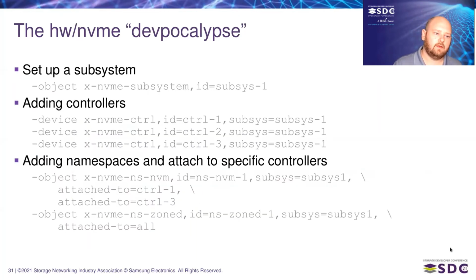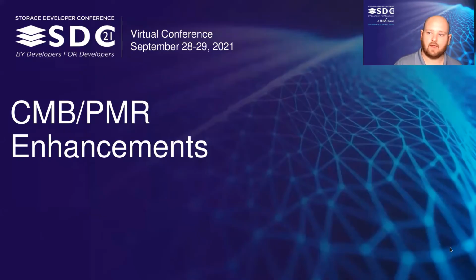So basically what you do now instead is that you define an object as the subsystem, then you define your controllers, you add them to the subsystem explicitly, and then you add the namespaces, and you also explicitly add those to the controllers that you want them part of. But notice that the objects also have a subsystem link here, so they have a direct reference to the subsystem, and that's how the topology is set up. Okay, that's it.